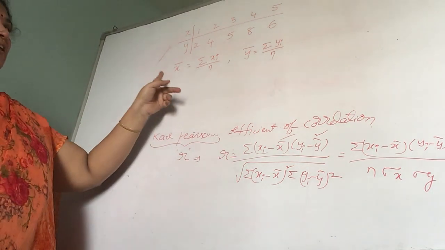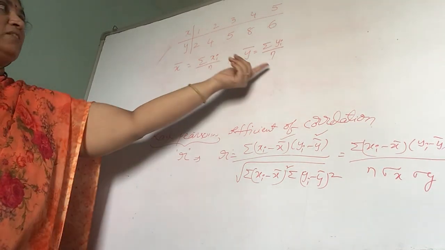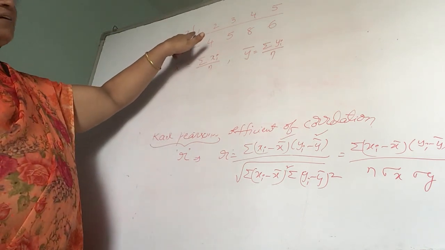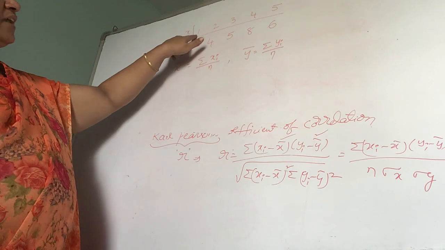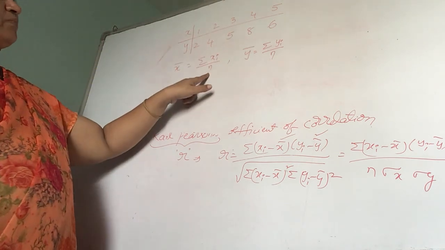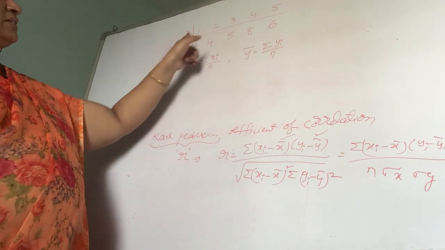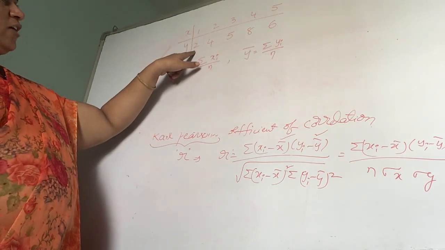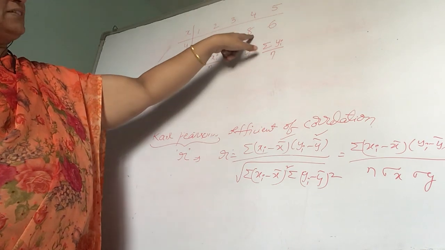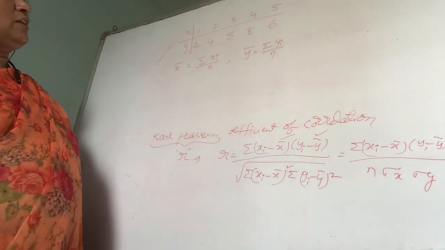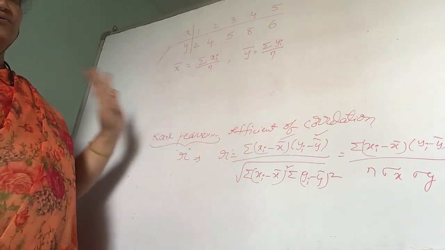Here x bar and y bar are the mean values of x and y, which are given by this formula: summation of xi by number of values. Summation of xi means here there are 5 values for x, add all these 5 values and divide by the number of values, 5. Here y bar is summation of yi by n. Summation of yi means add all the y values, 2 plus 4 plus 5 plus 8 plus 6, divided by n. Here x bar and y bar values are calculated by using these two formulas.